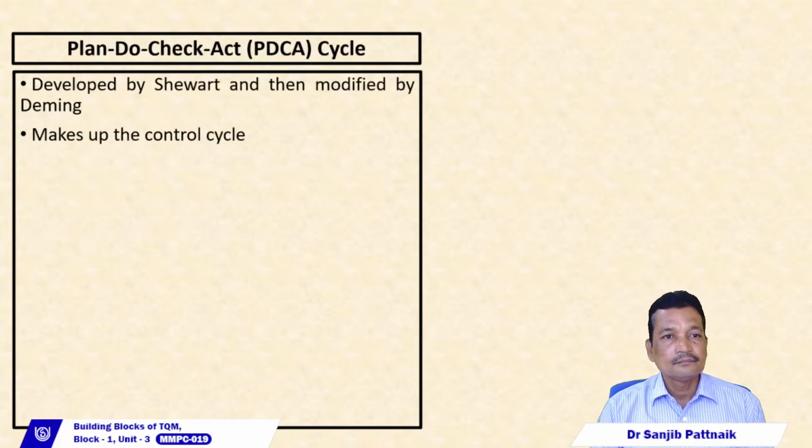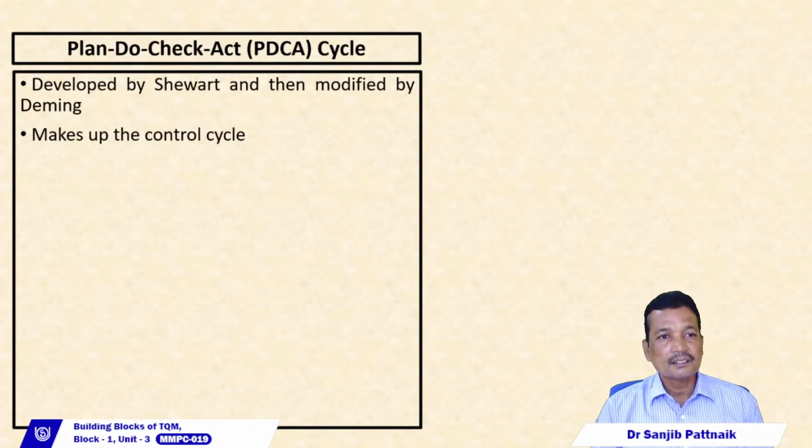Now, one of the widely used terms in total quality management is the PDCA cycle. Plan, do, check, act. It was developed by Shewhart and then it was modified by Deming. It makes up the control cycle of the process.